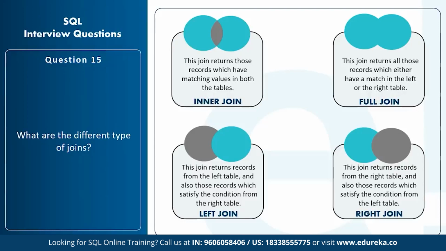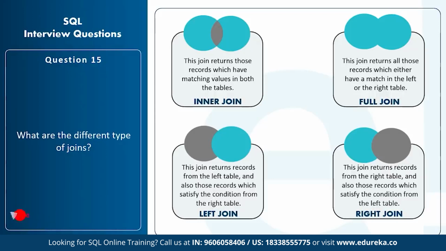Now the full join returns all those records which have a matching value in either the left or the right table. Whenever you apply a full join on both of these tables, you'll get an output of all those records which have a match in either the left or the right table. The left join returns the records from the left table and also those records which satisfy the condition from the right table. So if you have table A and table B and you apply a left join to both of these tables, the output would be all those records from the left table and the records from the right table which satisfy the specified condition.